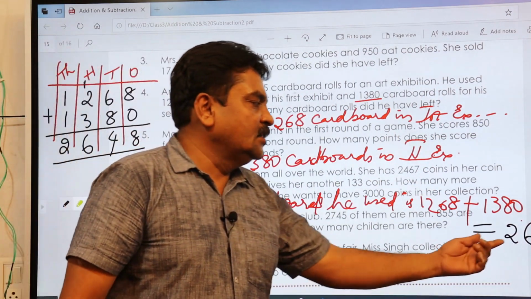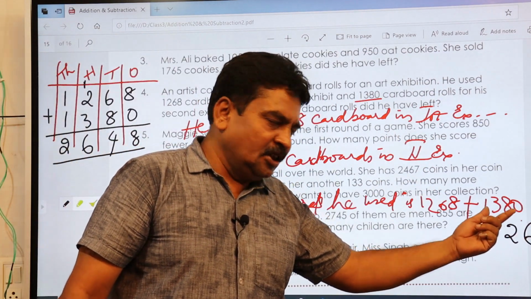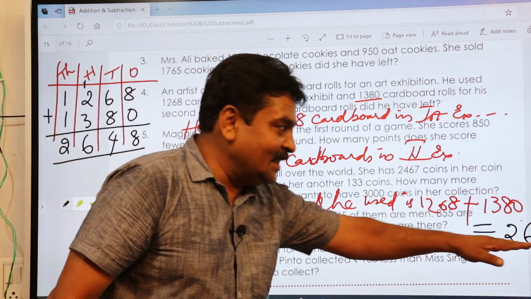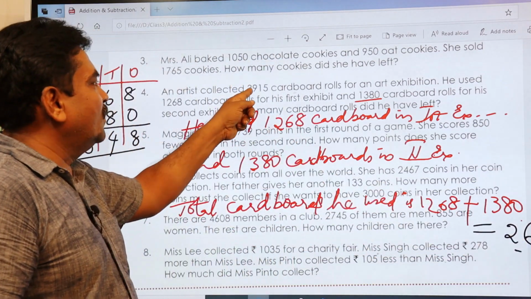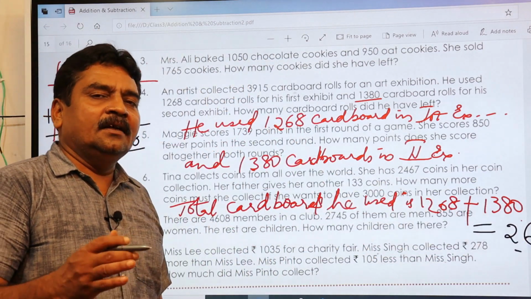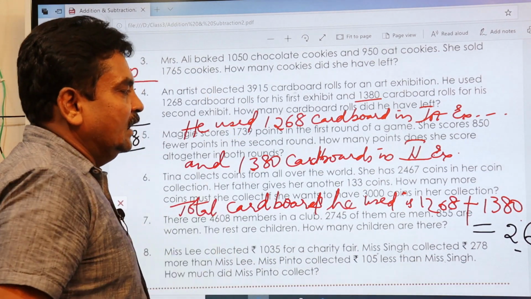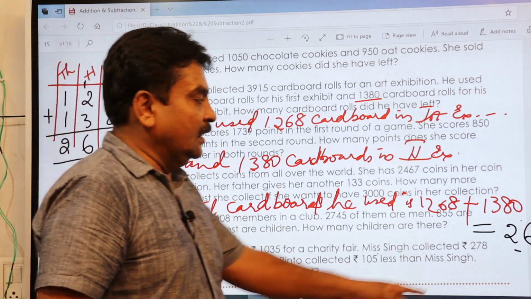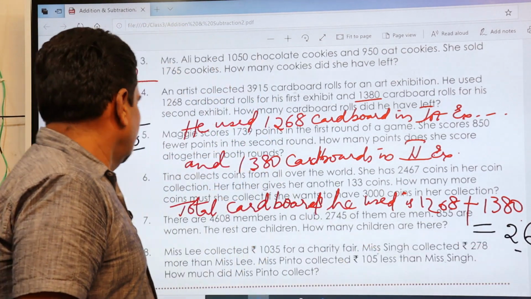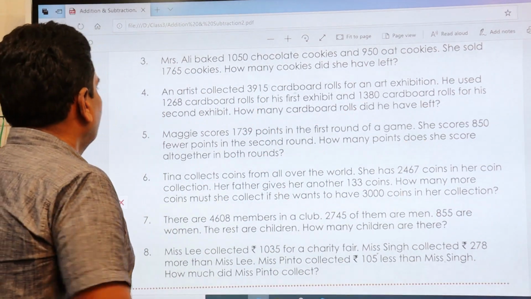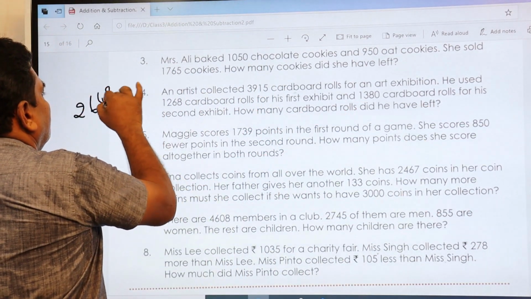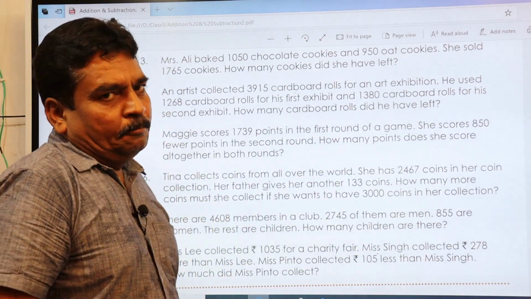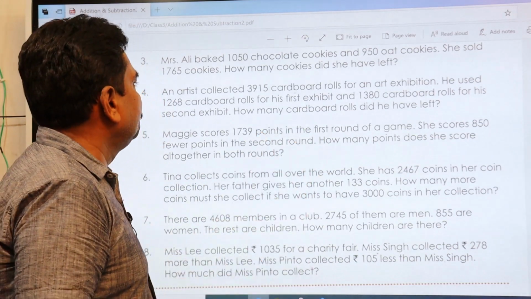These are the cards he has used for exhibition 1 and exhibition 2. And how many cards he has left, you have to subtract this value from the total number of cards, that is 3915. That we will do in the next line. So copy this. Remember this 2648, the total value of the exhibition number 1 and exhibition number 2 cardboard rolls.